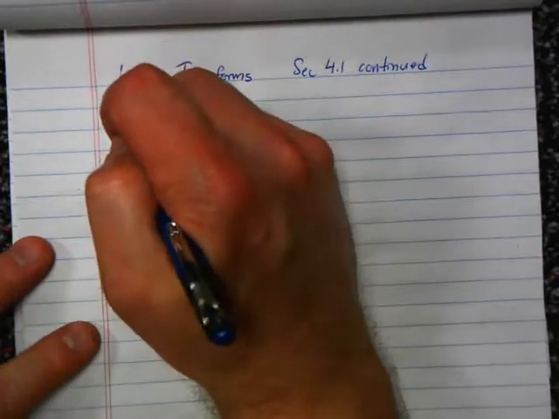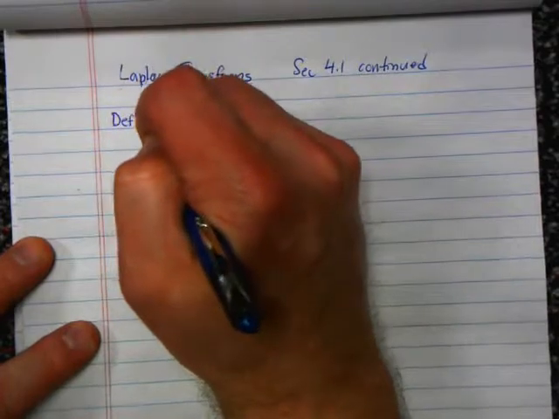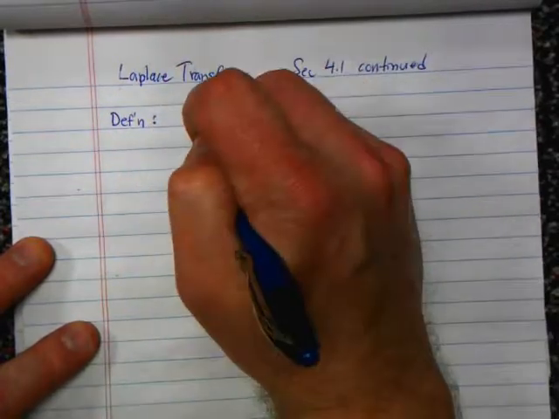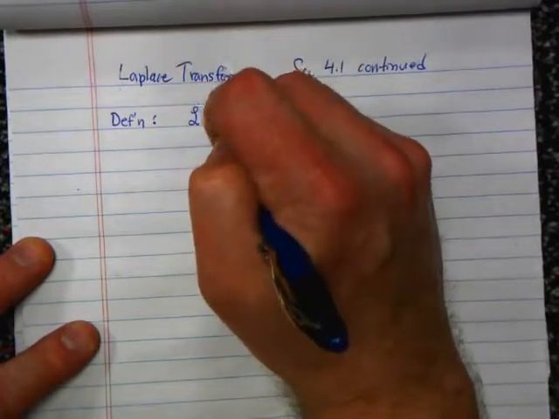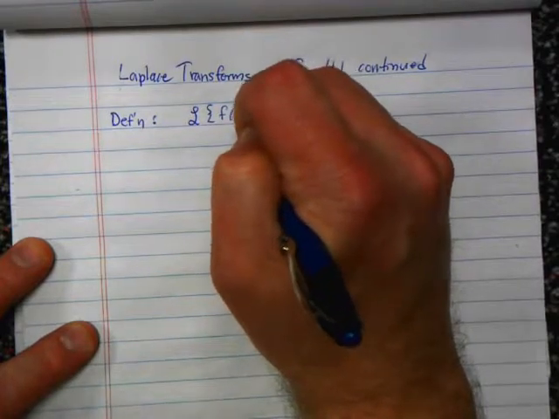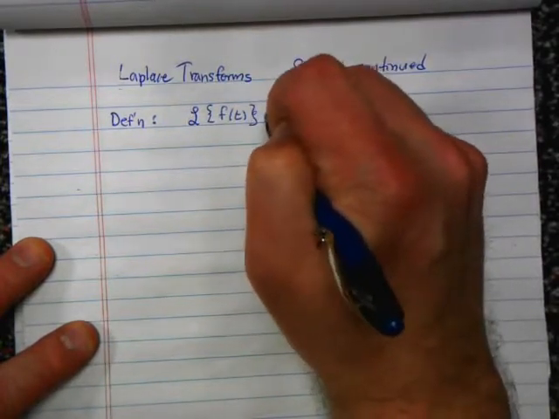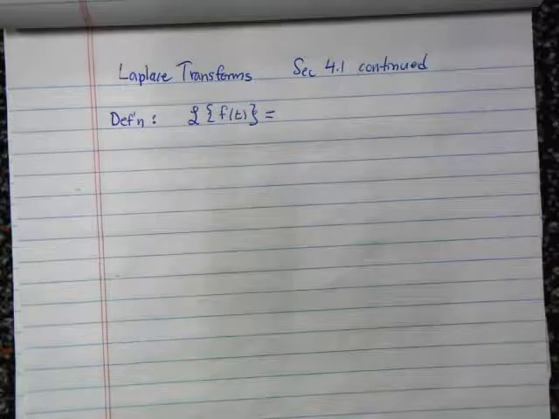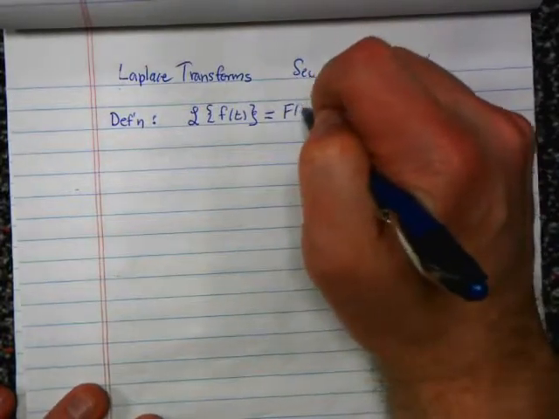Okay, so here's where we left off as I recall. We had a definition of Laplace transform. Our definition was the Laplace transform of some function f of t was, anybody remember? Big F of s. Big F of s, that's correct.